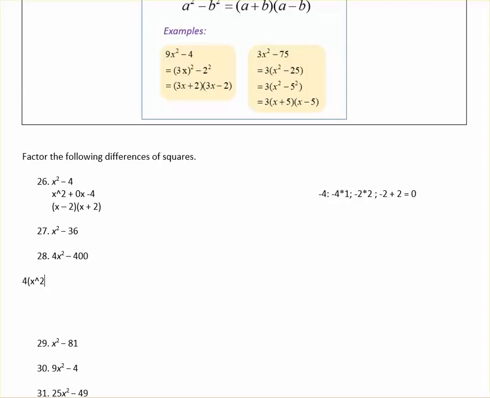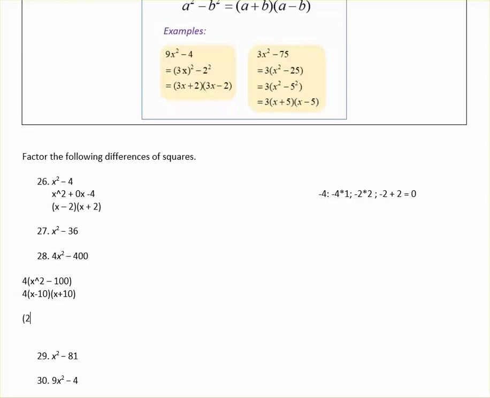And then we could say this is x squared minus 100. And then we have a perfect square minus a perfect square. So when you have a perfect square minus a perfect square, you can use this formula that says you can take x minus 10, and in the second parentheses, x plus 10. That's method 1.